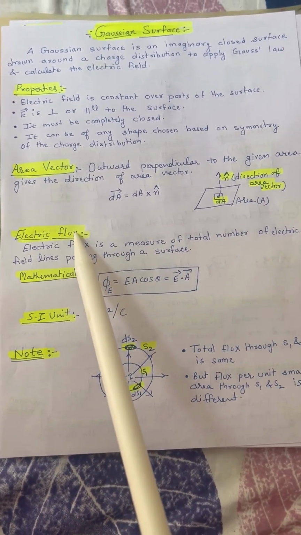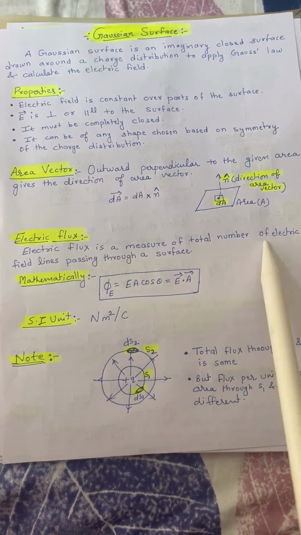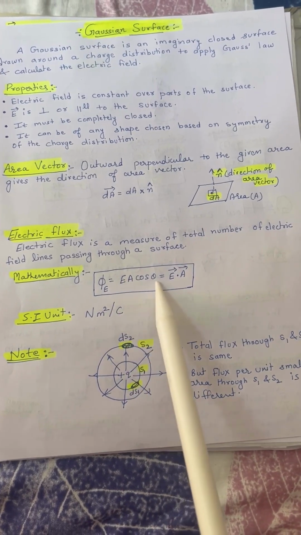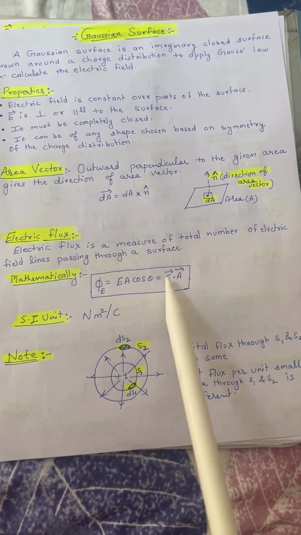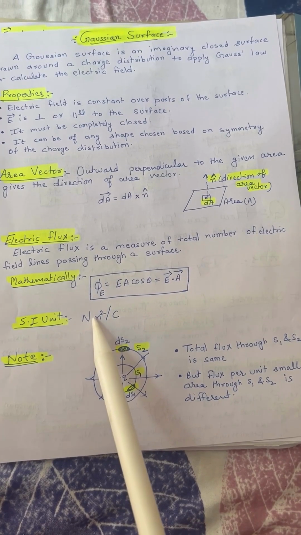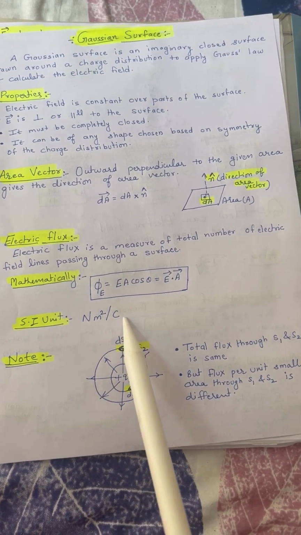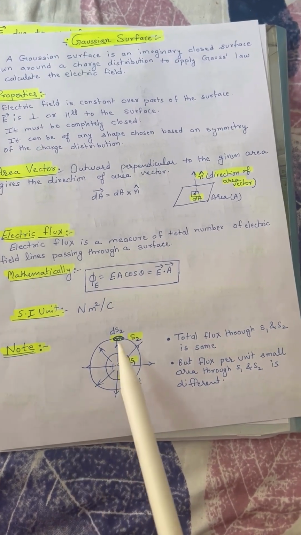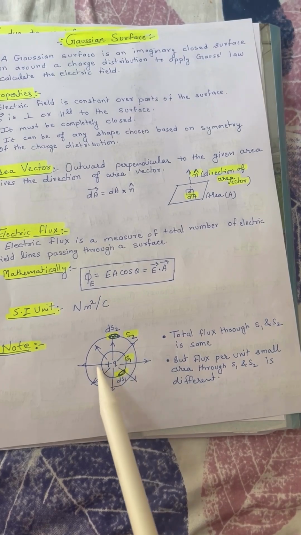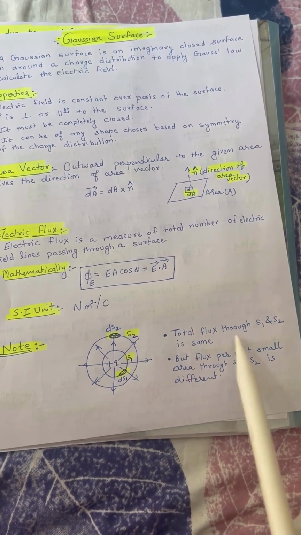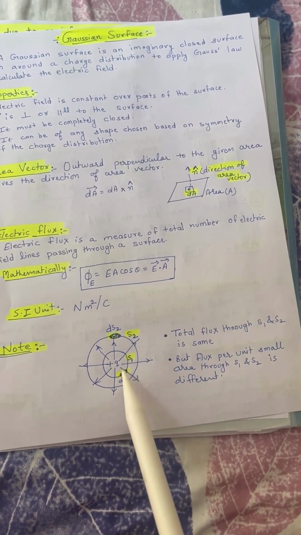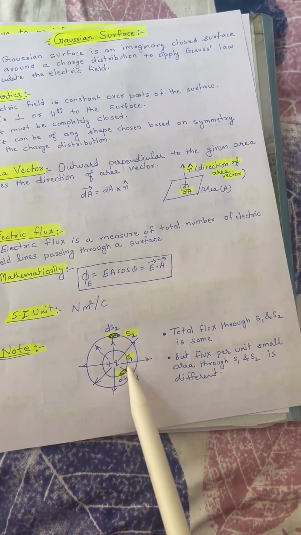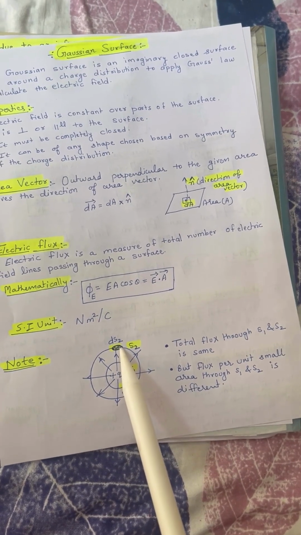Then one thing should be noted: there are two spheres around a charge. Through both the spheres, total flux will be the same, but per unit area, the flux will be different. Definitely, for the smaller sphere, the flux will be more per unit area. This is shown by E A cos theta. Theta is the angle between electric field and the area vector. Area vector is perpendicular to the plane, and smaller area should have smaller flux, smaller open area. Flux per unit area will be more for the smaller sphere.